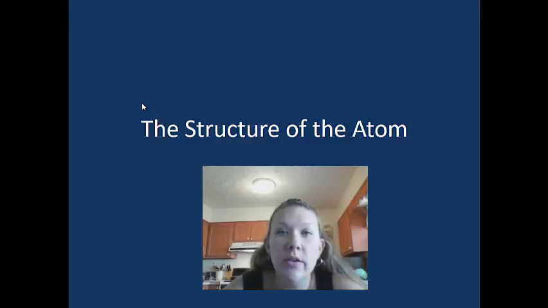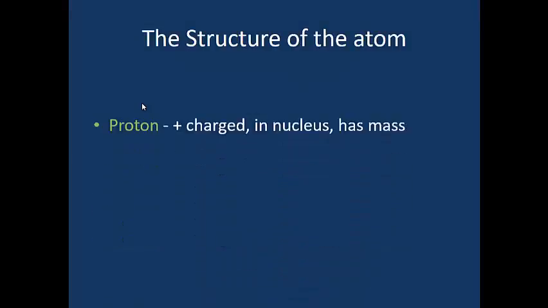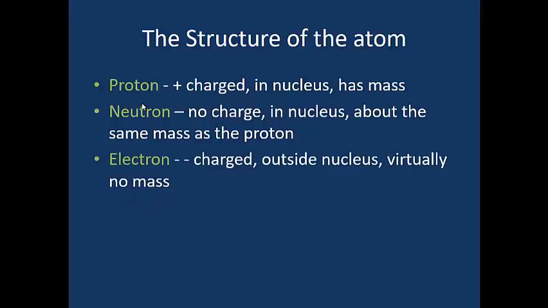Hey guys, so this is just a review of the structure of the atom, and you might remember from class that the atom has three subatomic particles. And these are really important to remember: the difference between them, where they're located, what their mass is, and what their charge is. So the proton is pretty easy to remember because it's positive, so P for positive.